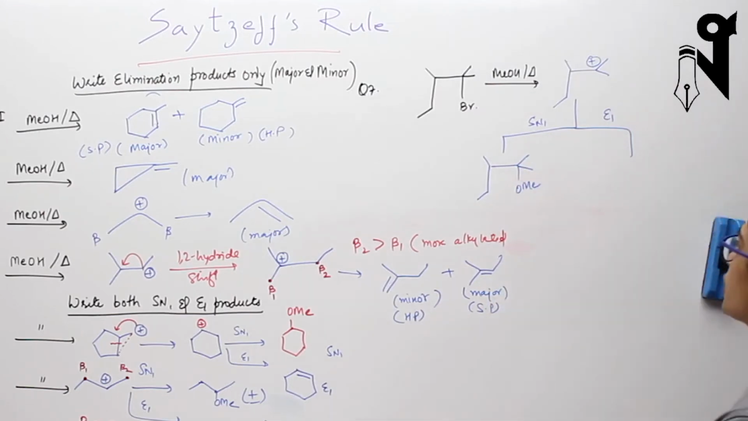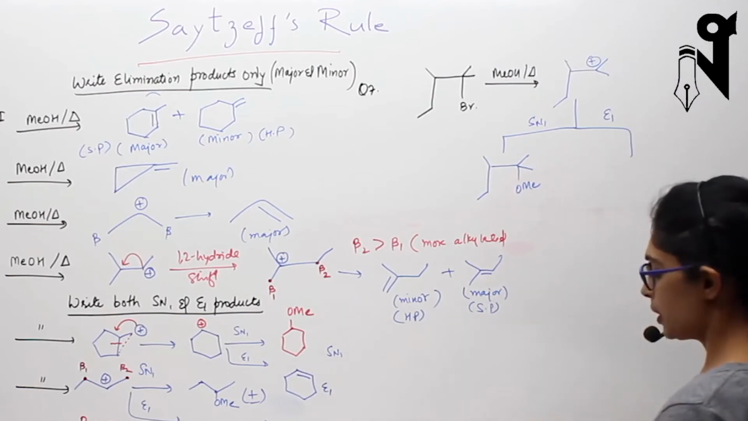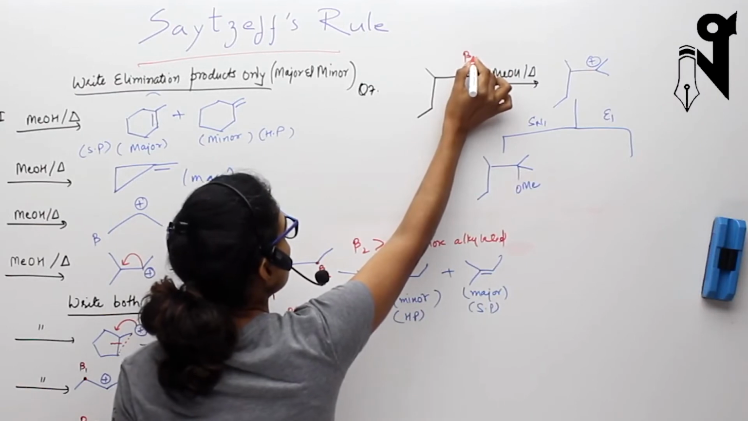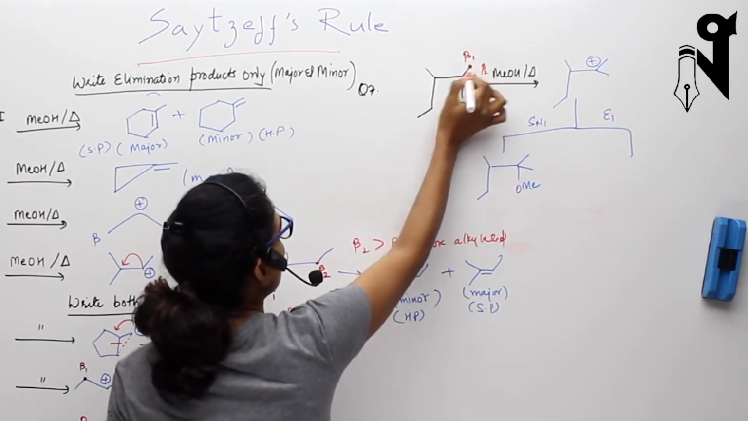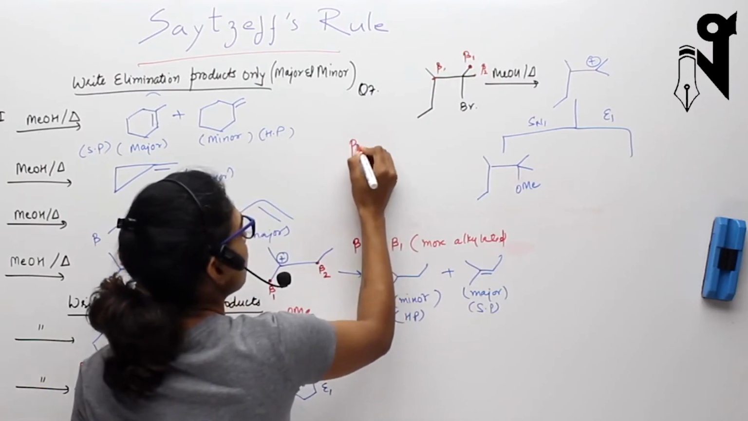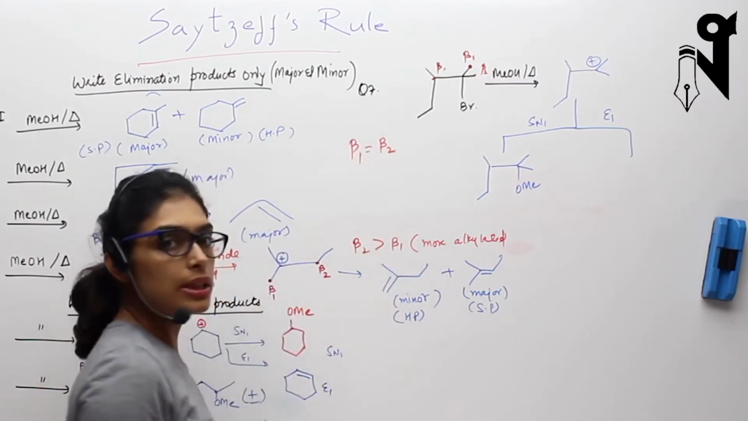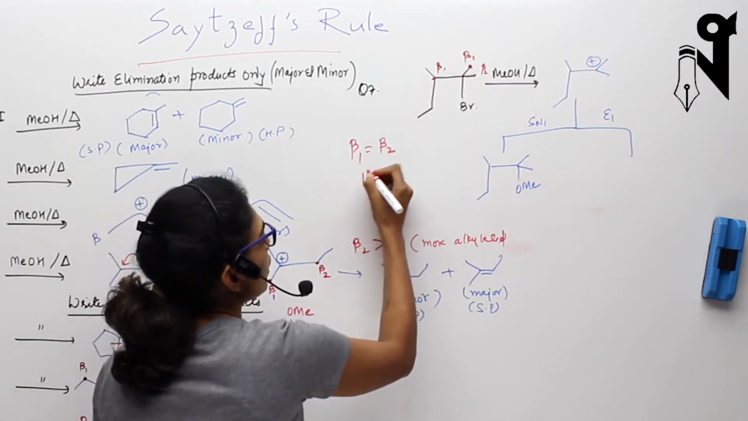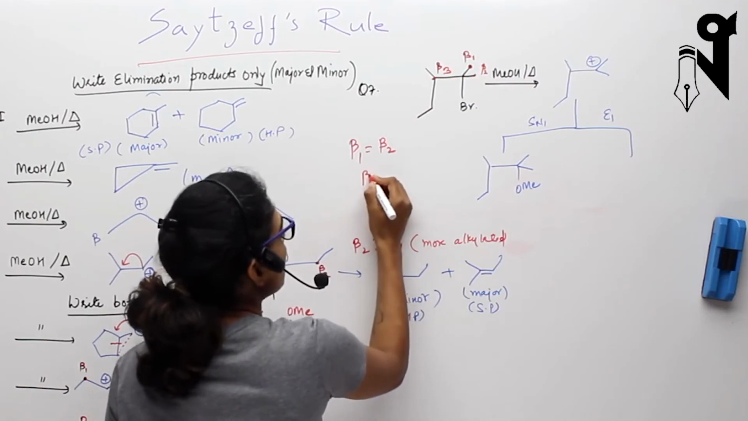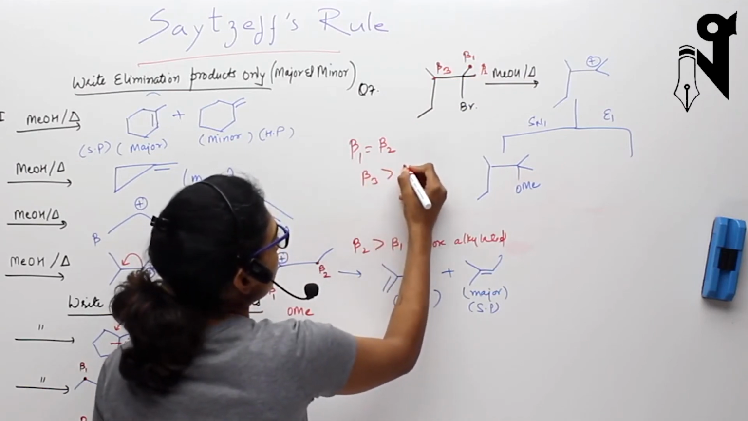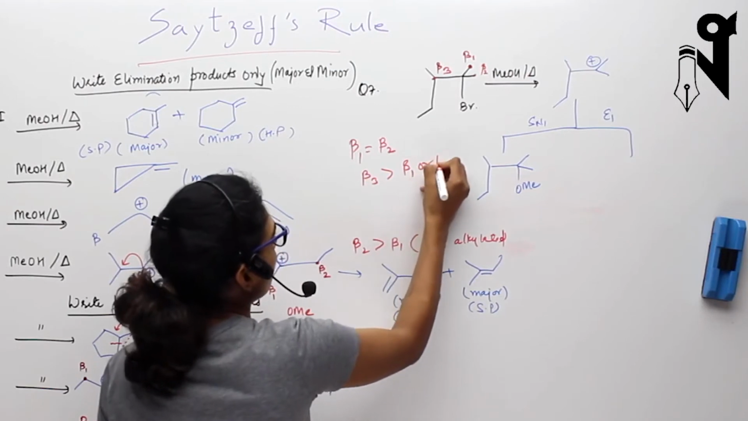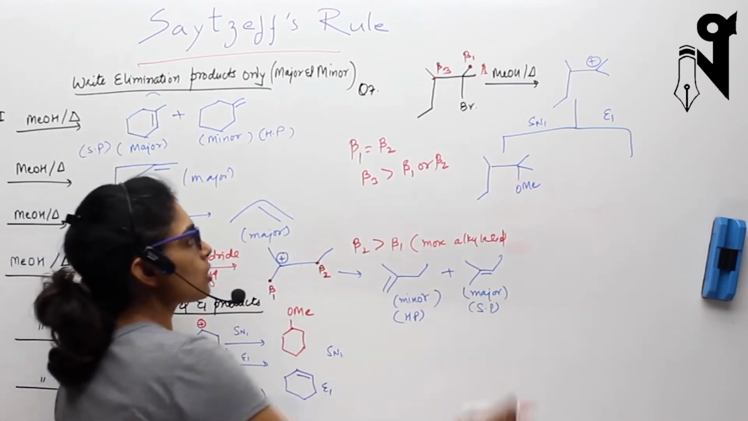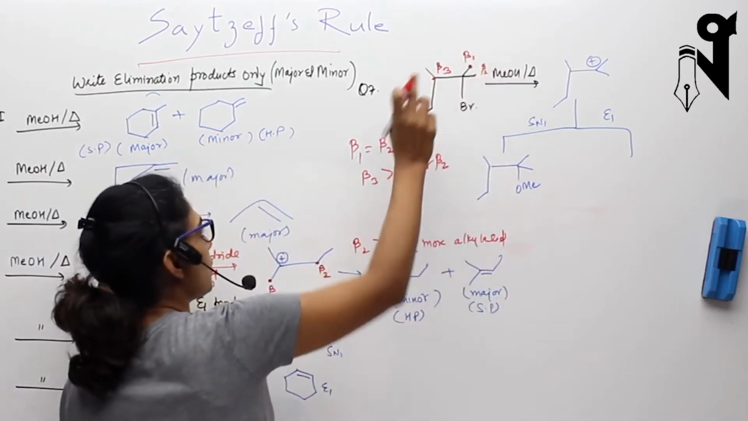Okay, and if E1 takes place, now we have to look at the beta carbons. So what all beta carbons do I have? One is this as a beta carbon. This is beta 1. This is beta 2. And this is beta 3. So beta 1 is equal to beta 2. So these are basically the same. Not symmetric, you can say, these are the same. And beta 3 seems to be more alkylated than beta 1 or beta 2. So I can choose either of the beta carbons to remove hydrogen. I can choose either beta 1 or beta 2, and beta 3 is the other option.